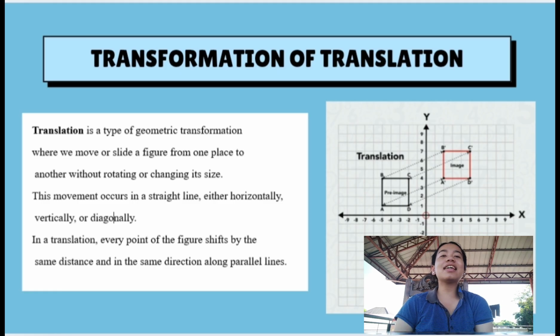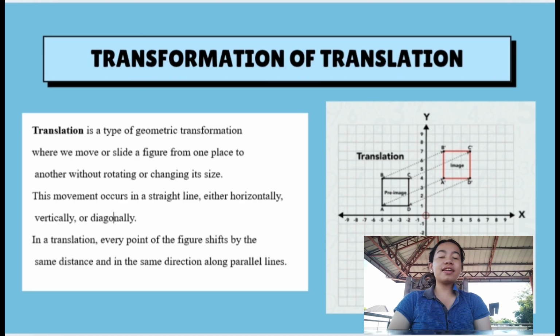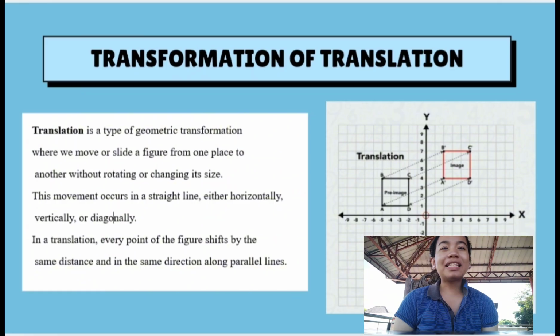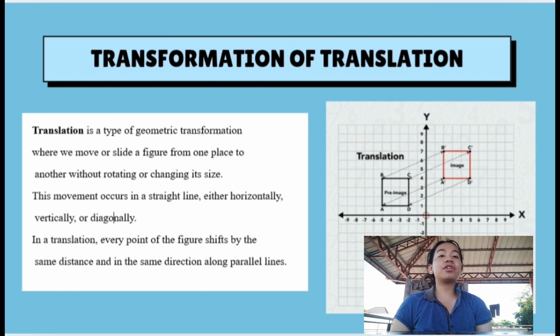And now let us dig deeper into the principles of transformations. First, we have the transformation of translation. So what is translation all about? Translation is a type of geometric transformation where we move or slide a figure from one place to another without rotating or changing its size. This movement occurs in a straight line, either horizontally, vertically, or diagonally.